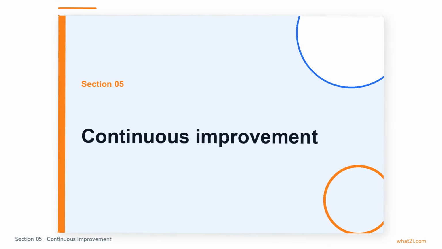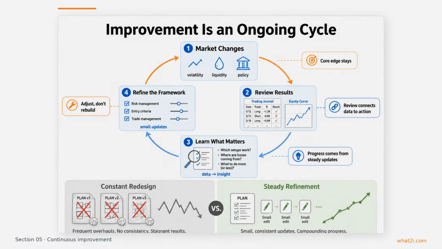Section 5. Continuous improvement. A strong trading framework is never completely finished, but that does not mean it should be constantly rebuilt. Improvement works best as an ongoing cycle of review, learning, and careful adjustment. Markets change over time through shifts in volatility, liquidity, and broader conditions, so a trader needs a process for staying responsive. The key is refinement, not endless redesign.